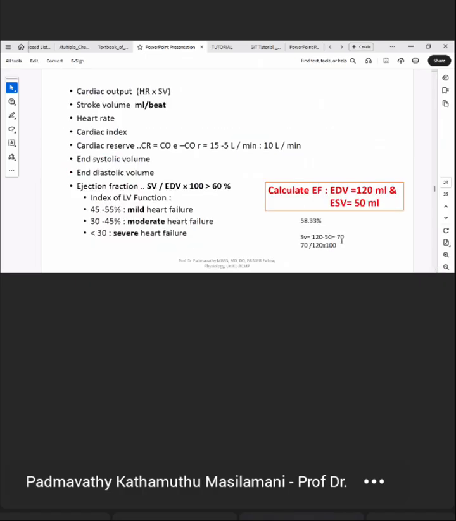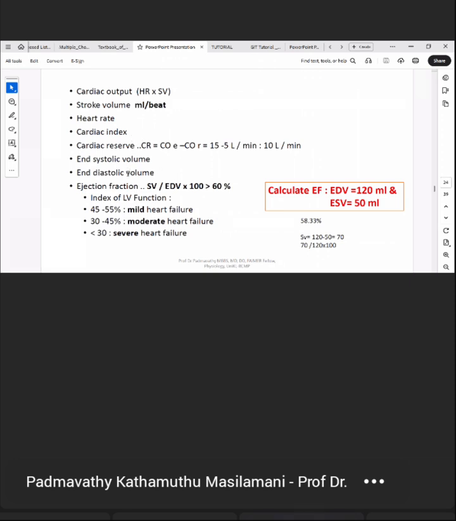Okay, so this is the simple calculation. To identify the cardiac output, the cardiac output is the stroke volume times the heart rate, and stroke volume is how many ml per beat. Okay, so this is the stroke volume. So if you multiply the stroke volume times the heart rate, you will get the cardiac output. And then the cardiac index is cardiac output divided by the body surface area. Okay, so it is around 3.5 liters per minute.